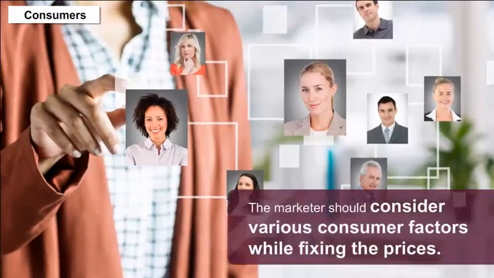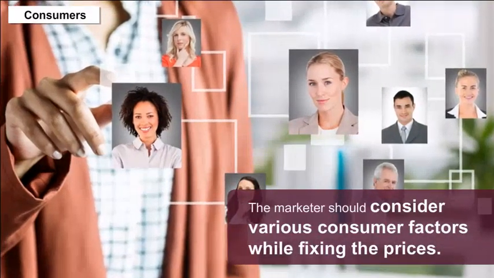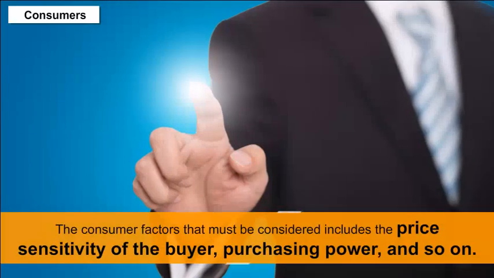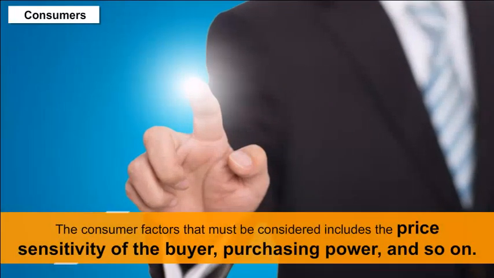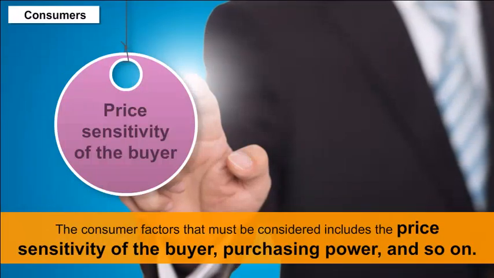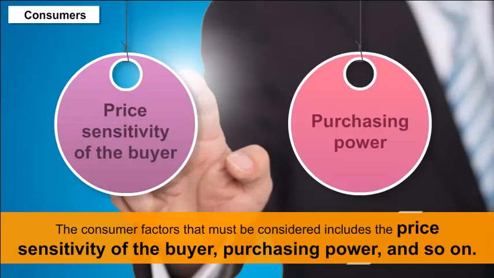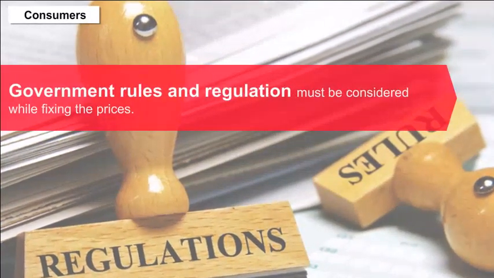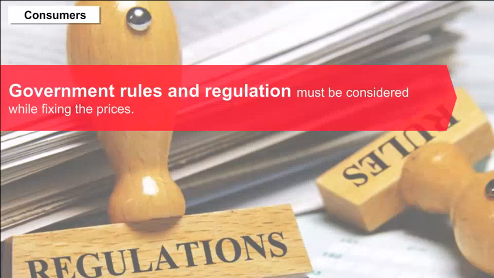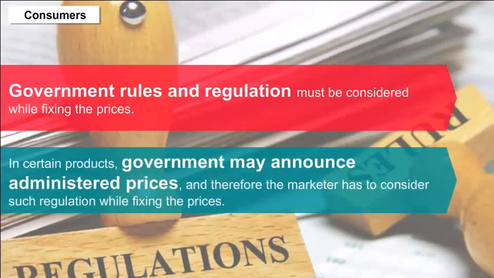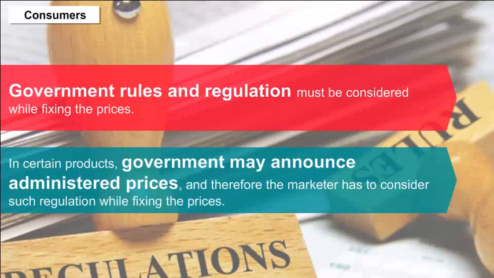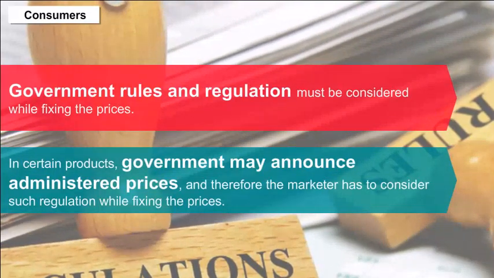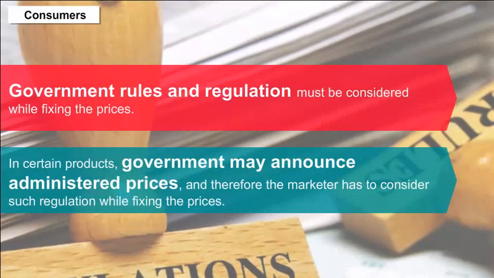Consumers. The marketer should consider various consumer factors while fixing the prices. The consumer factors that must be considered include the price sensitivity of the buyer, purchasing power, and so on. Government control. Government rules and regulations must be considered while fixing the prices. In certain products, government may announce administered prices, and therefore, the marketer has to consider such regulation while fixing the prices.